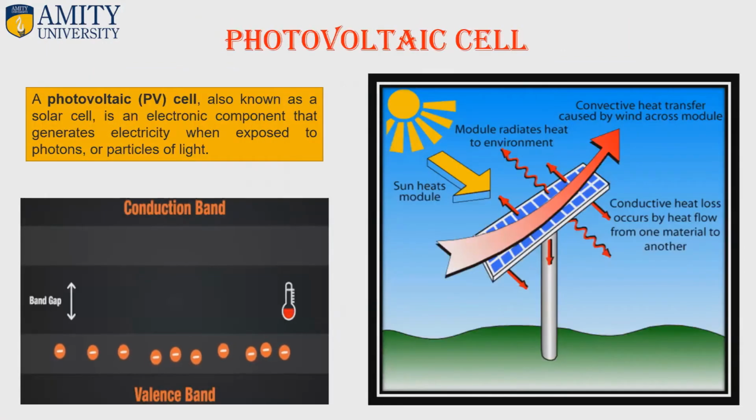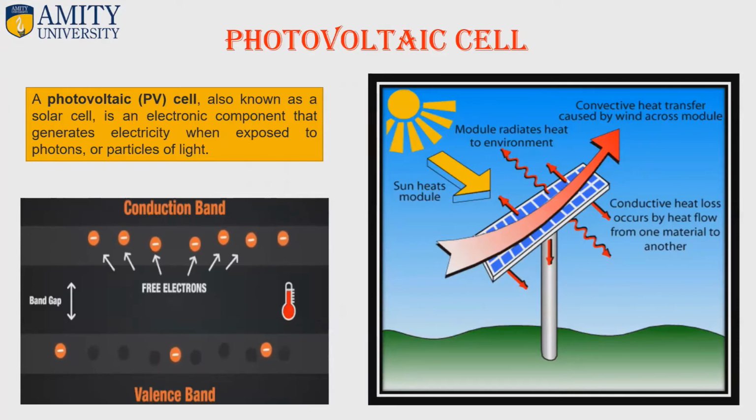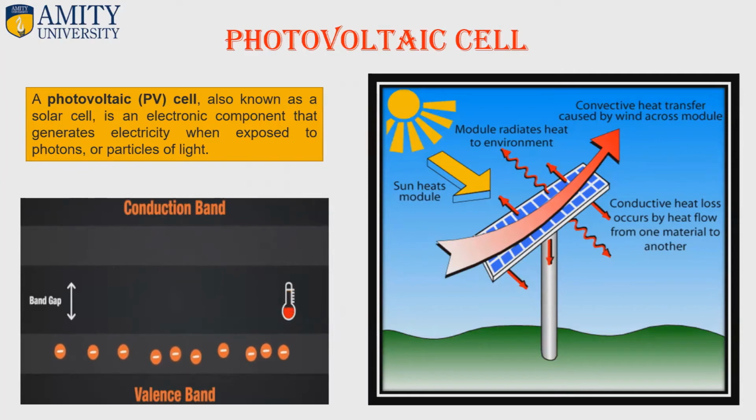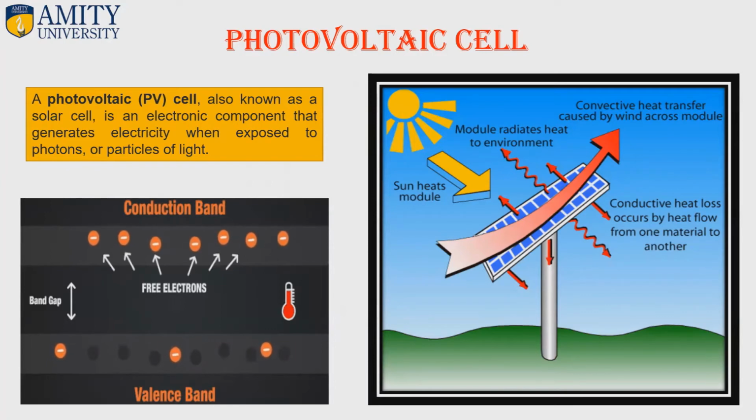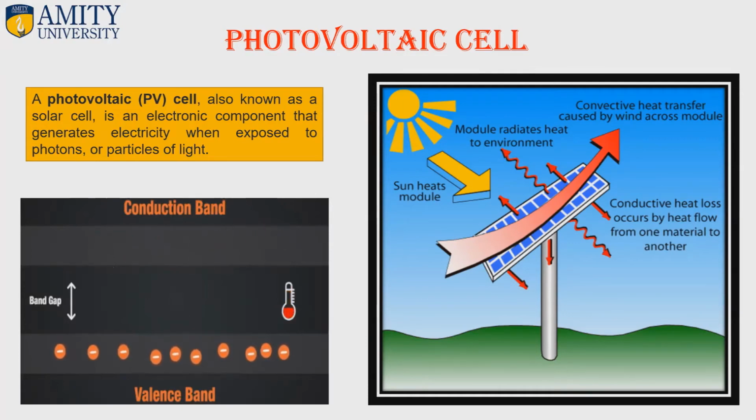The photovoltaic cell is also known as the solar cell. It is an electronic component that generates electricity when exposed to photons or particles of light. As you can see, the electrons present in the valence band jump to the conduction band, creating holes, which are the vacancies left in the valence band. They show this type of excitation when they absorb solar energy. So this is basically the phenomenon upon which the photovoltaic cell works.